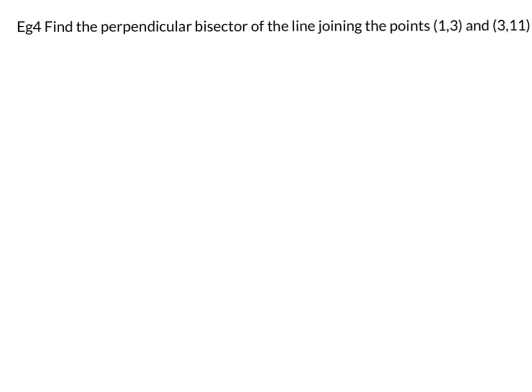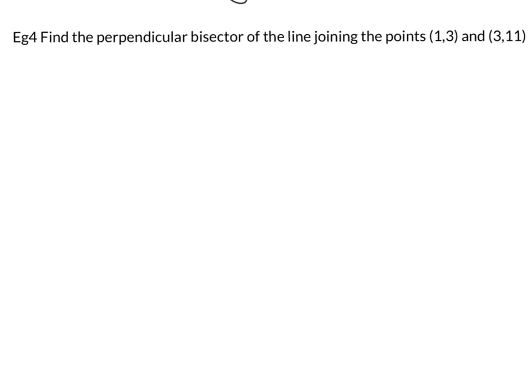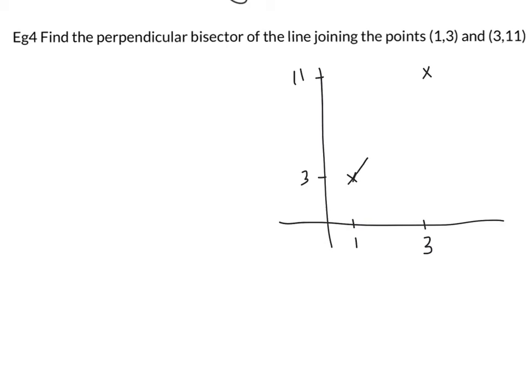Finally, example 4. We have to find the perpendicular bisector of the line joining the points 1, 3 and 3, 11. So what does that mean? Might be hard to understand, but again, I'm just going to draw a little sketch and then see if I can understand it from there. So 1, 3 and then 3, 11. It's the perpendicular bisector of the line joining those points. So we need a line joining those points to begin with.